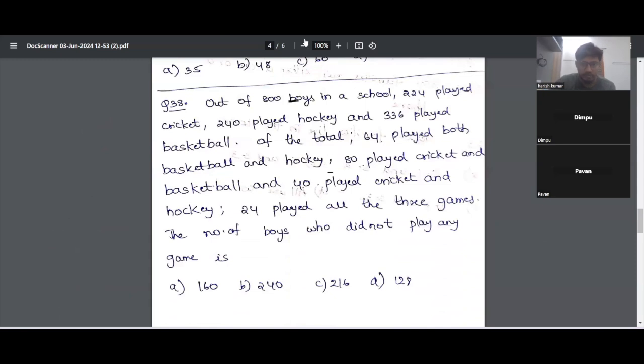Let's look at this question. Out of 800 boys in a school, 224 played cricket, 240 played hockey, and 336 played football. Of the total, 64 played both and 24 played all. Then find the number of boys who did not play any game. See, this 800 boys is the number of elements in the universal set. That means these are the three sets. So there will be some people who did not play any of the games. That is these people. Yes or no?